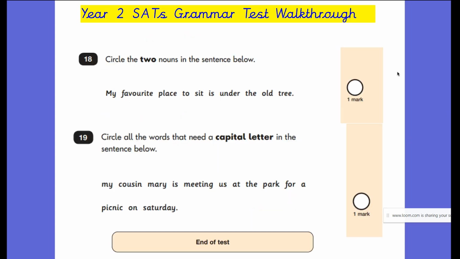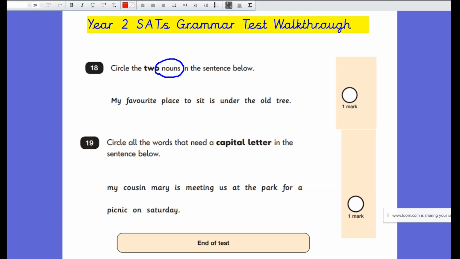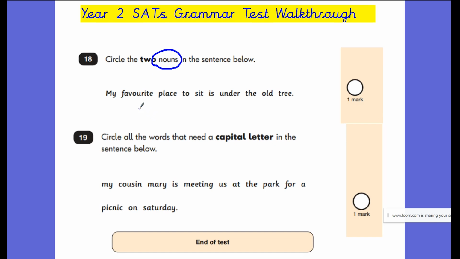Okay. Right, question 18. Circle the 2 nouns in the sentence below. So another word class question. Nouns being names of things, names of people, places, names of objects. You can have different nouns as well. Proper nouns would be names of people. So where are the 2 names of things in this sentence? My favorite place. So place is a noun. So again, it's asking us to circle the nouns. To sit is under the old tree, and tree is going to be our 2nd noun.